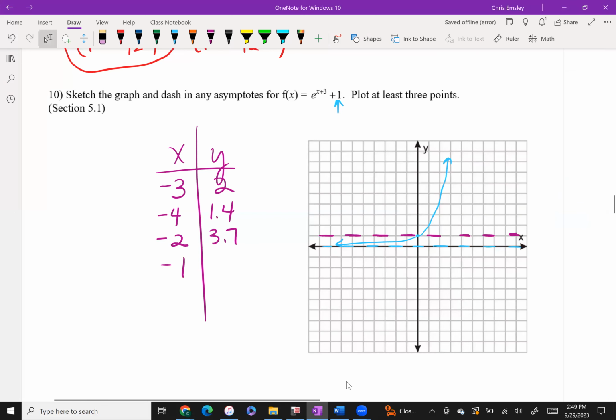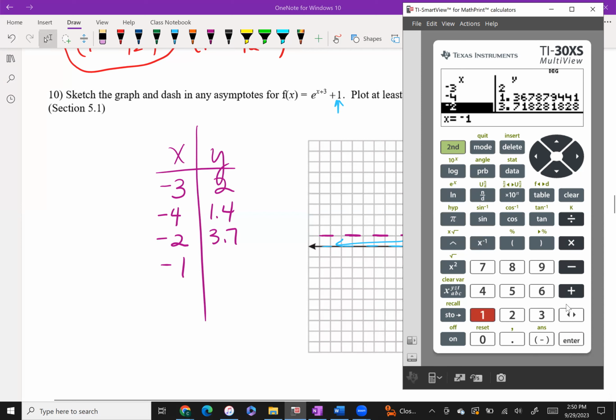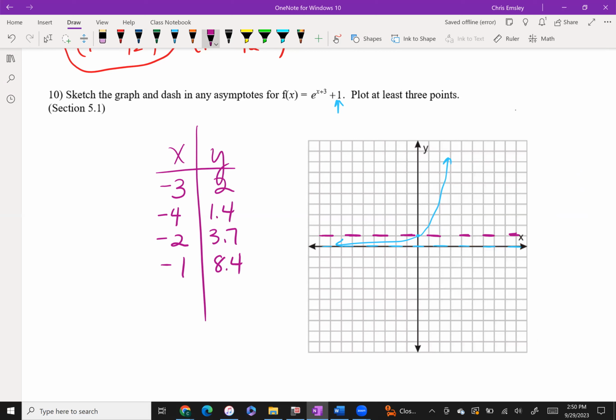And maybe just for good measure, I'll do one more point. Let's do -1, 8.4. So plot those points. I'm going to erase this original parent function. We were just kind of looking at that. Okay, so -3, 2 here. -4, 1.4 would be about there. -2, 3.7. And -1, 5.4. So that gives us our nice, smooth exponential curve shifted to the left and up.